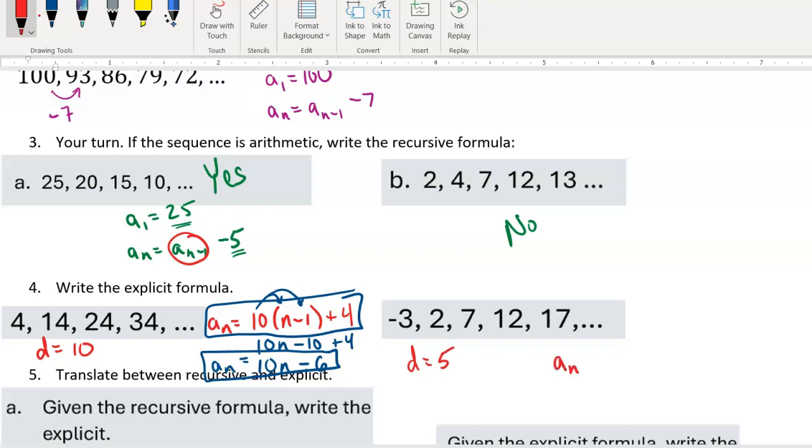So our explicit formula would be a sub n equals our common difference of 5 times n minus 1 plus our first term, which you can say plus negative 3, or we could just write it as minus 3.